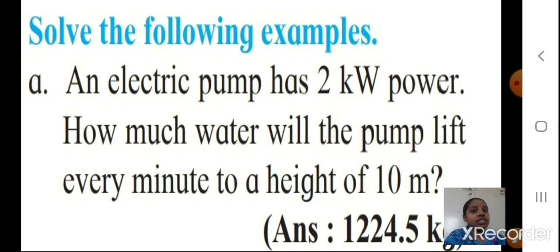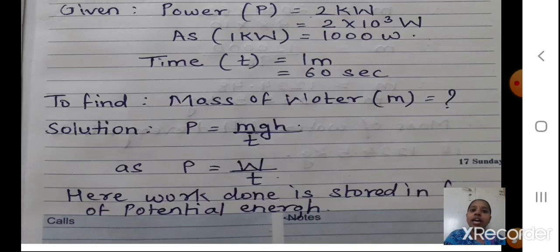Okay, now the first sum: an electric pump has 2 kilowatt power. How much water will the pump lift every minute to a height of 10 meter? Okay students, so our electric pump is there whose power is given to us, that is 2 kilowatts, and height is given, that is 10 meter. Now see here, this is the way I have solved it in my book. I want you to solve it in your book also. Whenever you are watching this video, please take your book and pen and go on solving with me.